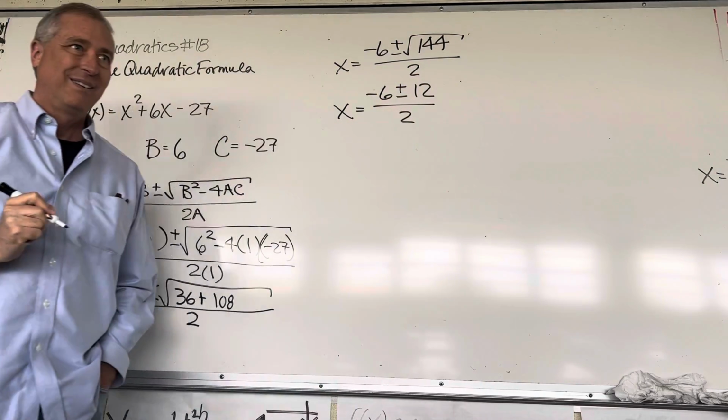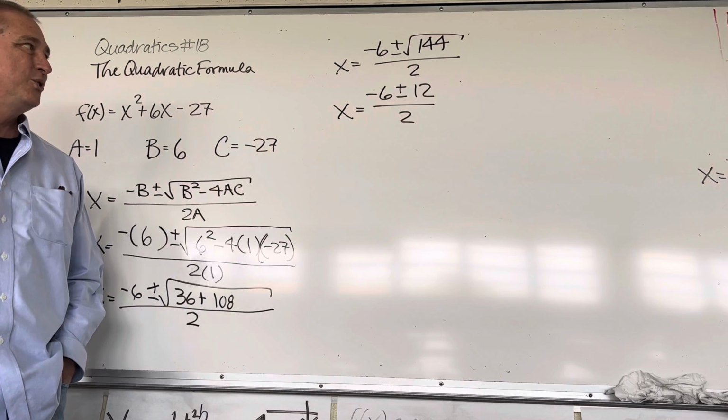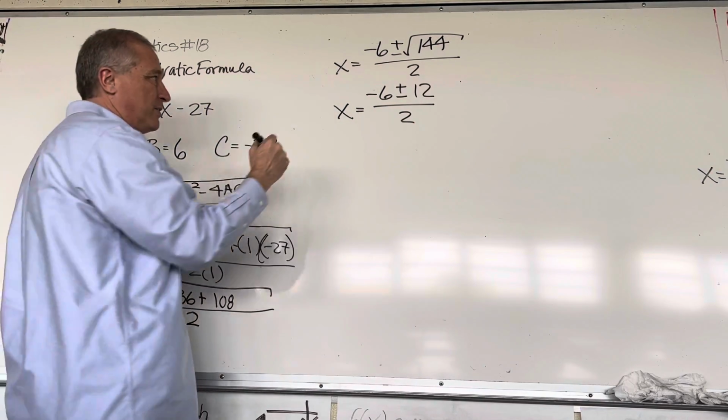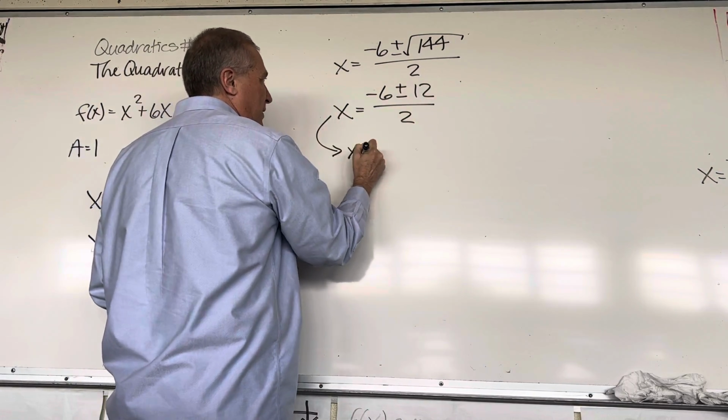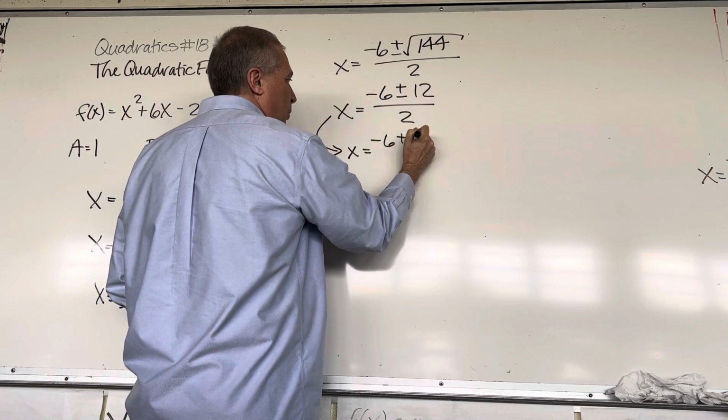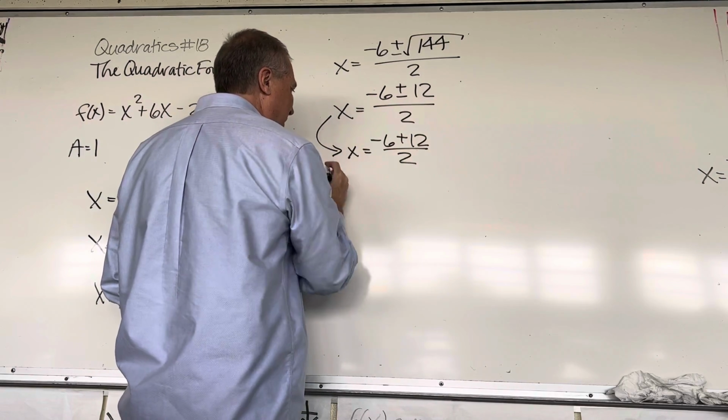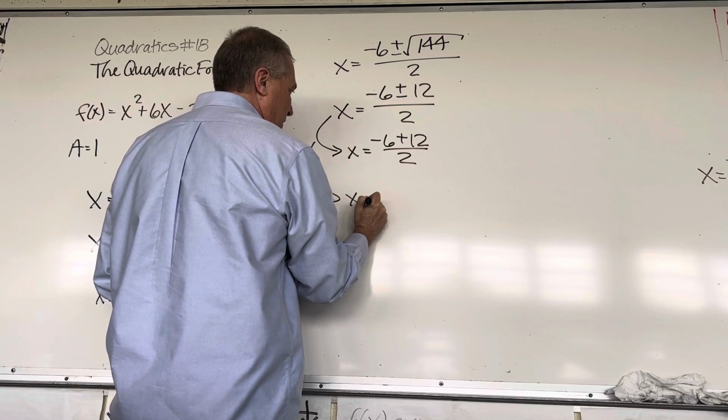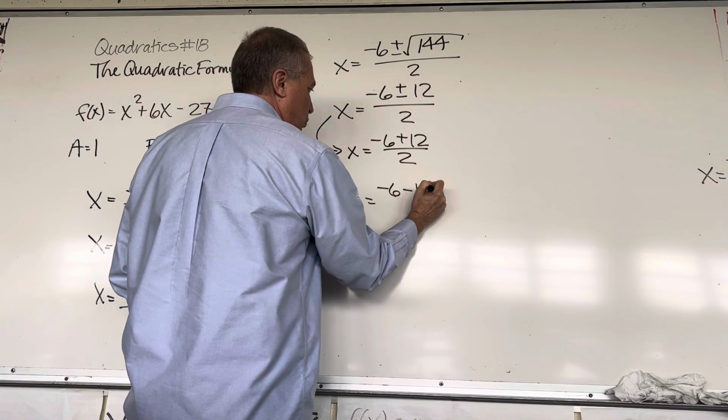Okay with that? Okay. Now there's two results for X here. Here's the first one. X equals negative 6 plus 12 over 2, and X equals negative 6 minus 12 over 2.